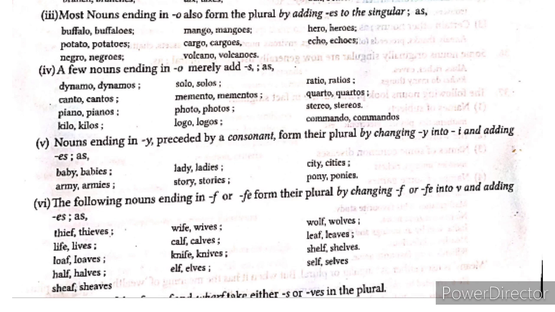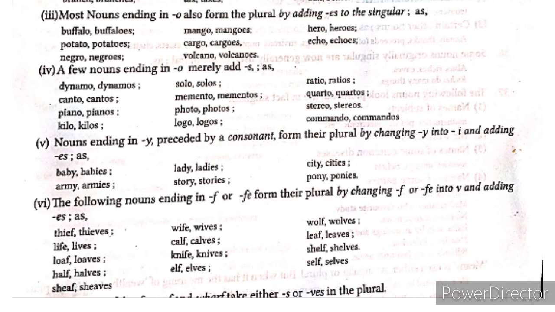For example, baby. Baby is a noun which is ending with y and it has a consonant before it. Before y there is a consonant b. What is a consonant? The letters which are not vowels. What are vowels? A, E, I, O, U. So apart from these five letters, all the letters are consonants.